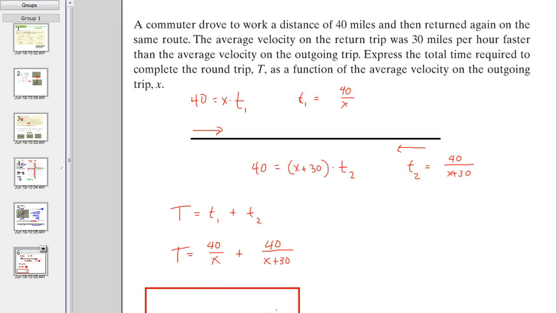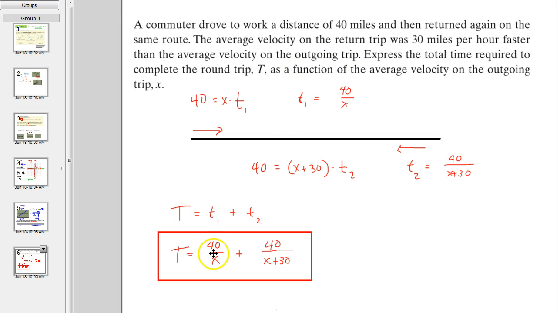And there is my function that gives me the time required to make this trip, depending on what that initial speed going to work was. 40 plus 30, 70. No, if that was it, then we could figure it out. But it just depends on what the original x was, and that's what this function is designed to do.